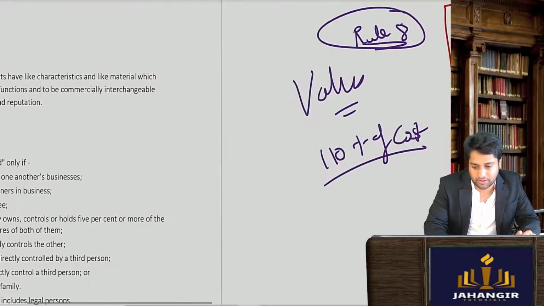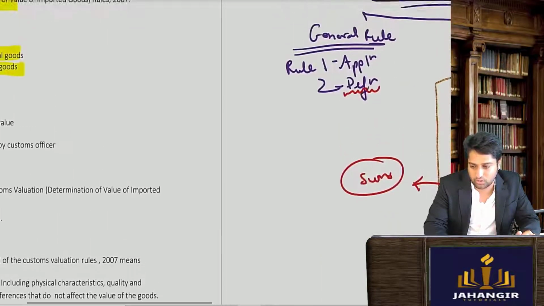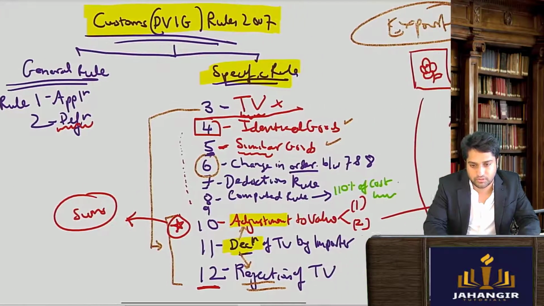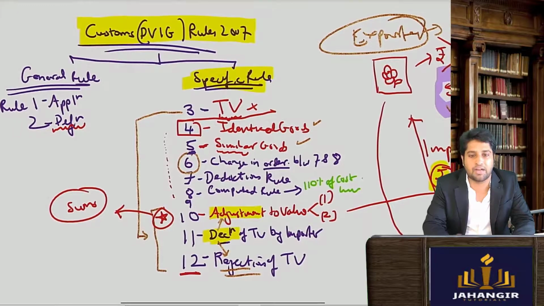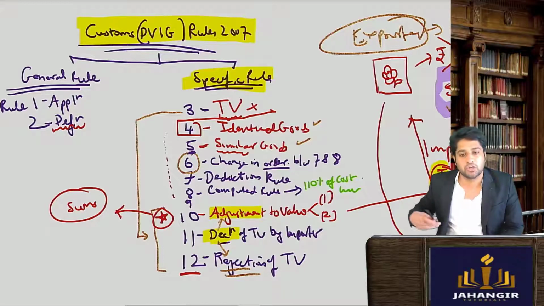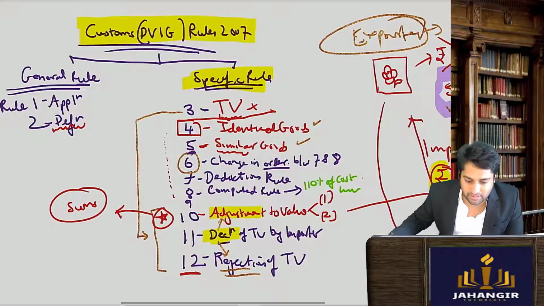For some reason, even this rule से नहीं मिला value. We could not apply this rule also. So first was the transaction value, read with 10, 11, 12. 12 में reject हो गया, तो then 4 पे आएंगे. Then 5. 6th में option मिलता है to reverse. Instead of 7th, we'll apply the 8th first. So 8th में we'll directly take the 110% of cost.